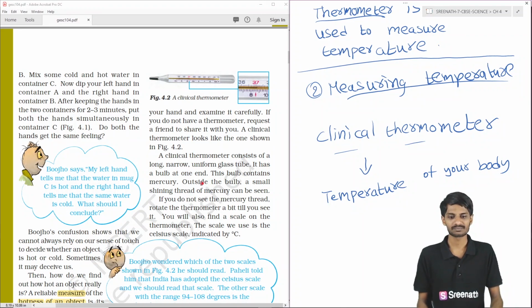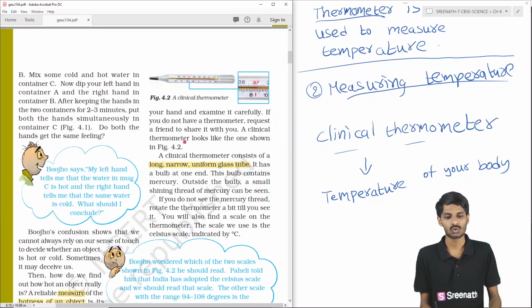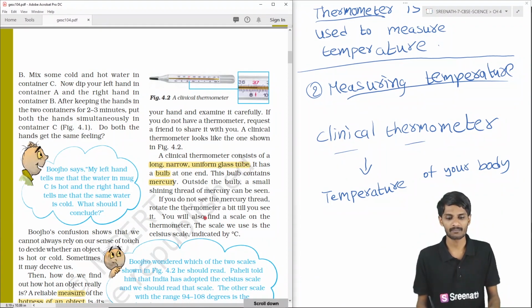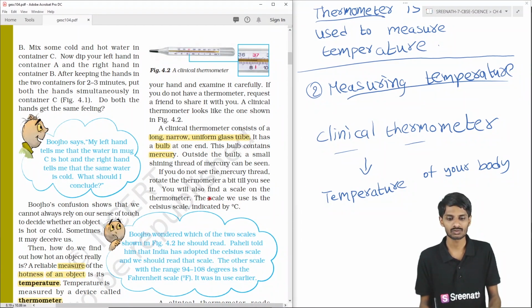Okay, students, so a clinical thermometer consists of a long, narrow and uniform glass tube. It also has a bulb at the end. This bulb contains mercury. So it has mercury here and some mercury here, students. If you can't see the mercury thread, what we have to do is take the thermometer and shake it, then you will observe the mercury. And if you see, there is also a scale. This is called the scale reading.